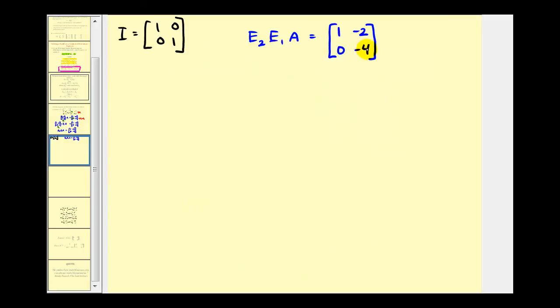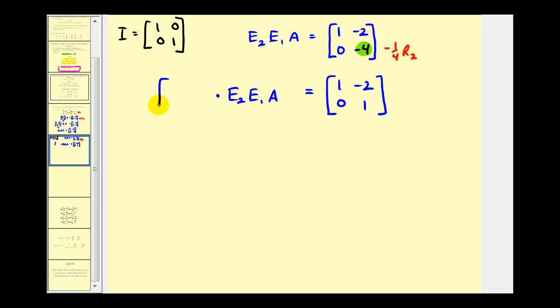Now let's obtain a 1 in this position here. So we're going to replace row 2 with negative 1/4 times row 2. First row stays the same. Second row is going to be 0, 1. On the left side, we already have E sub 2 times E sub 1 times A. We're going to multiply this by another elementary matrix, which we'll form by replacing row 2 of the identity matrix with negative 1/4 times row 2. So we'll have 1, 0, 0, negative 1/4. And this will be elementary matrix sub 3.